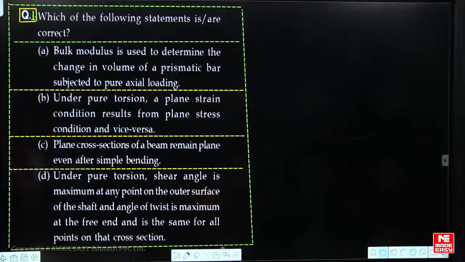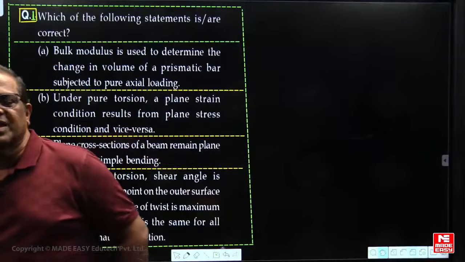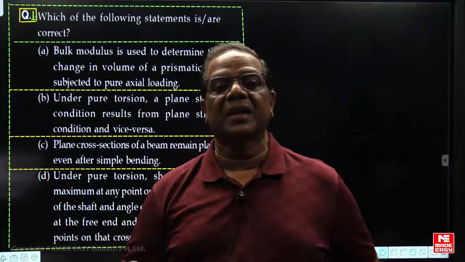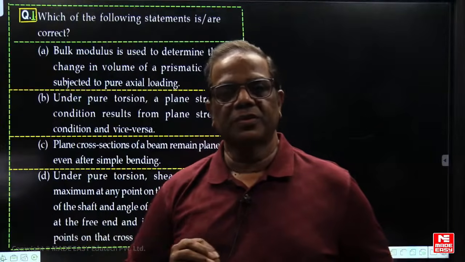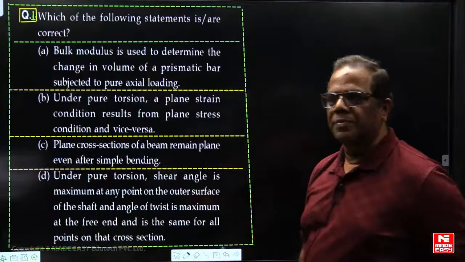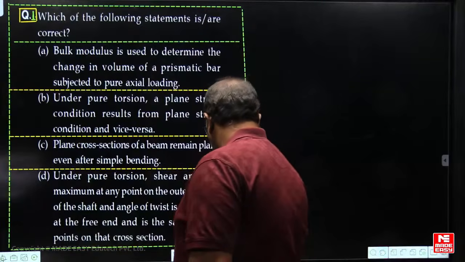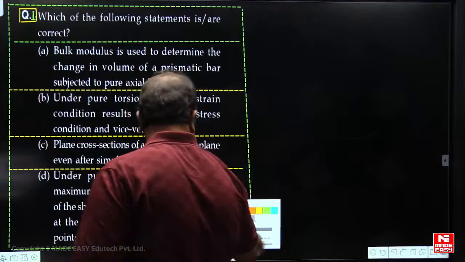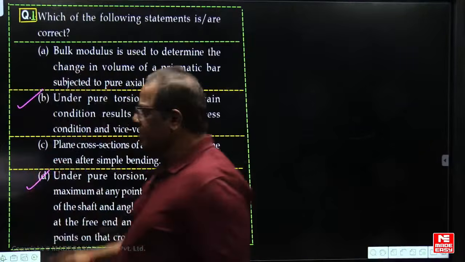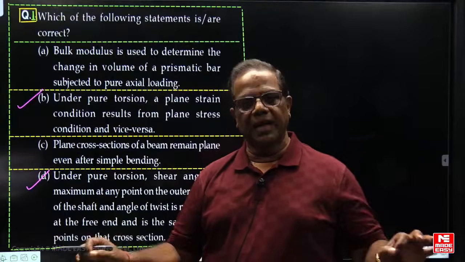Based on these answers, almost 20 students have given the answer. Till now, no student has given the correct answer. What is the answer for the question? B and D. This statement is correct. Everybody has gone for C as also correct. Most of the students have given B, C, D.